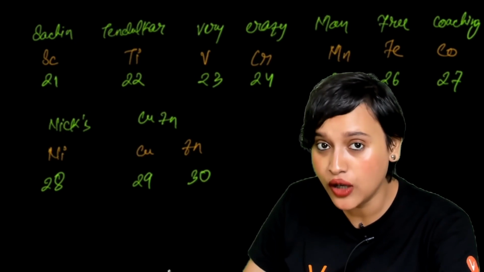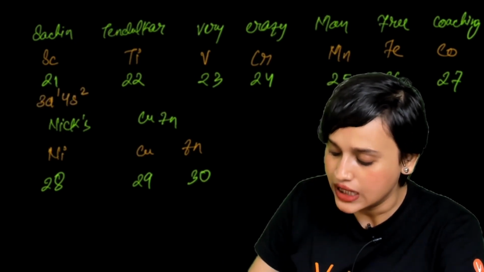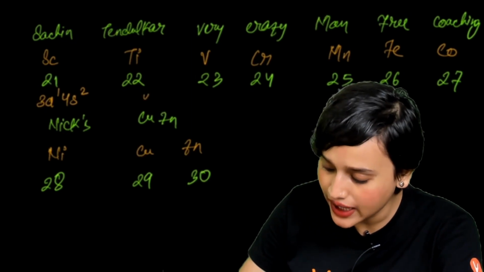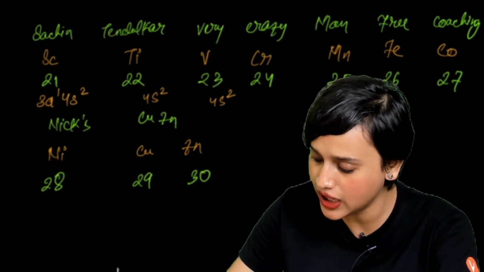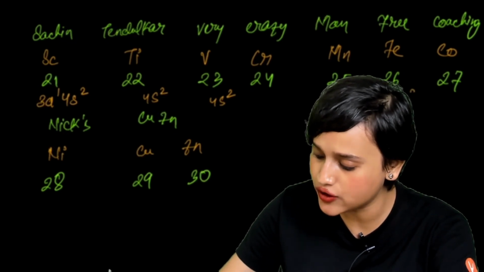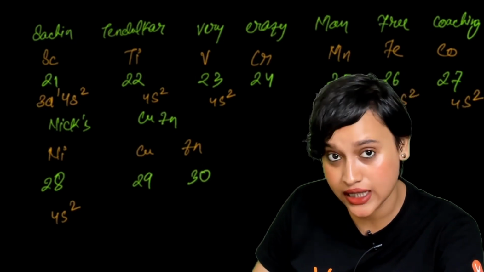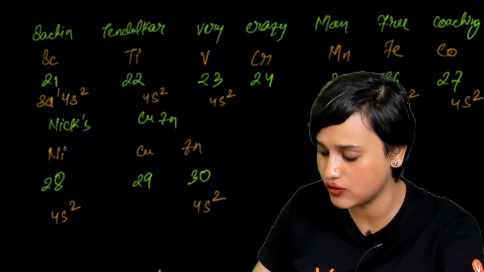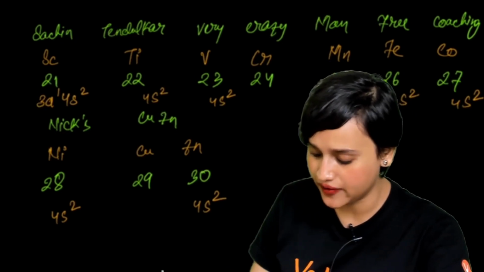Yes. Now what do you have to write? You have to write it is 3d1 4s2. For each one of them, you write down that 4s2 is common, 4s2 is common, not in case of chromium. 4s2 is common here, not in case of copper, and 4s2 is common. Now see how it changes, okay? Take a look at it.